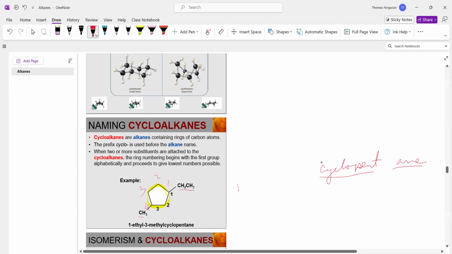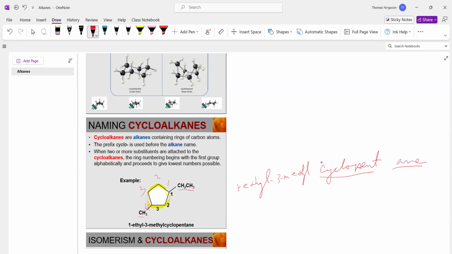So it's going to be 1 ethyl, 3 methyl. But again, on cyclic compounds, you typically want to number both ways and see which one gives you the lower numbers. If it's got branches, always start numbering on one of the branches. It doesn't matter which one, and then see which the numbers give you.